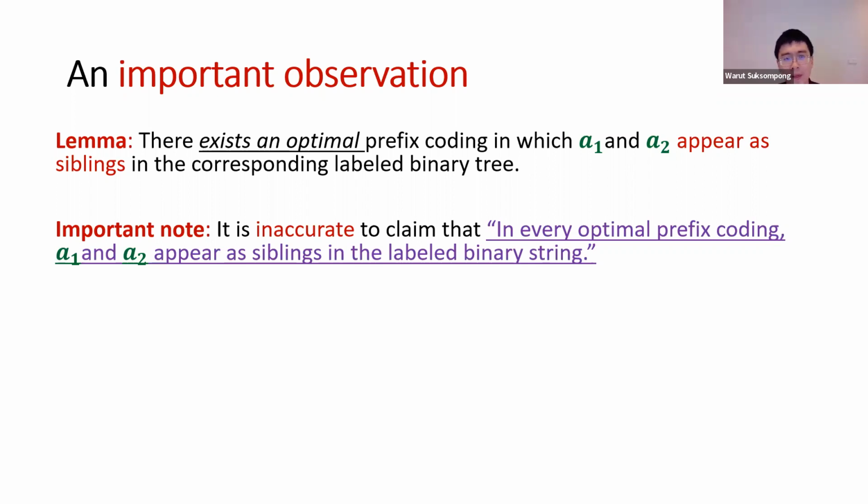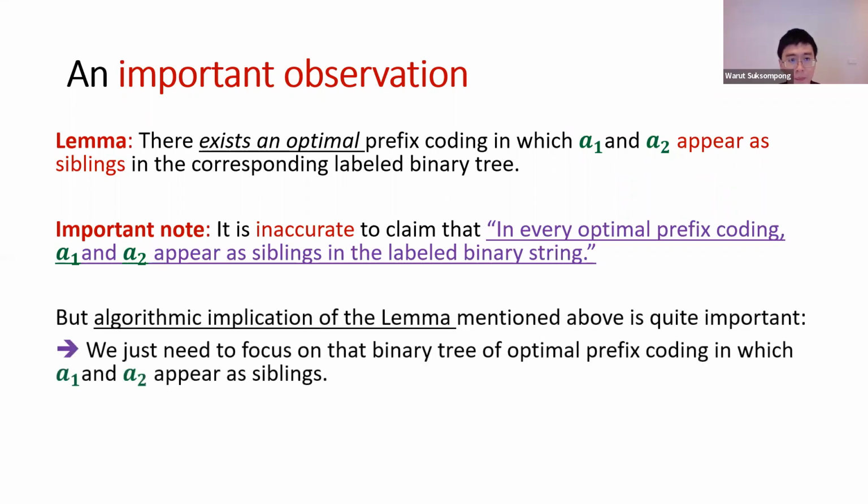But what we need is just that there exists an optimal solution that contains, say, item 1. Or here with the binary tree problem, there exists an optimal prefix coding where A1 and A2 appear as siblings. And this is enough to give us a greedy algorithm. It shows that the greedy algorithm works because we don't have to find every optimal solution. We only want to find one optimal solution. So the implication of the lemma is that we only need to focus on the binary tree in which A1 and A2 appear as siblings, and also at the deepest level of the tree. We can take this information and then continue.